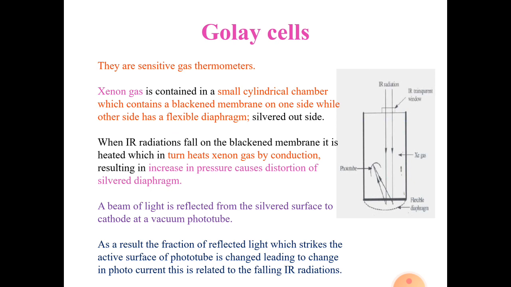In the phototube we have electrodes, an anode and a cathode. The cathode is silver surfaced and emits electrons. Those electrons are called photoelectrons. These photoelectrons travel and are attracted by the anode. The flow of photoelectrons is a current. The current is measured by an external network, and the measured current is directly proportional to the IR radiation falling into the Golay cell.